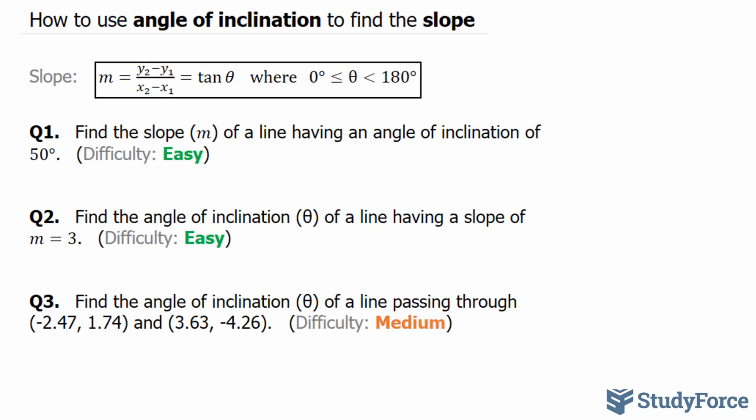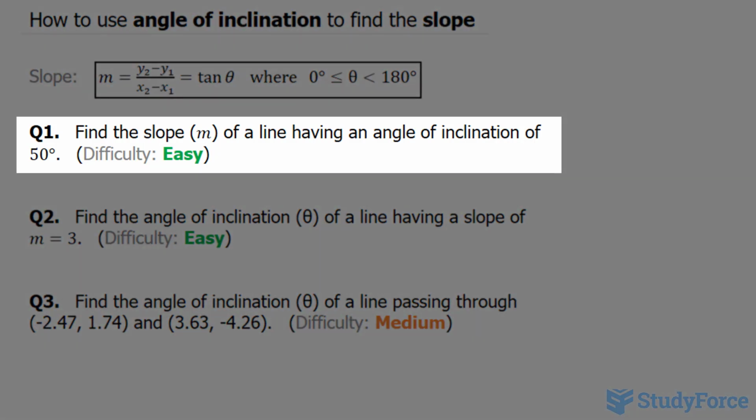In this video, I'll show you 3 examples on how to use angle of inclination to find the slope. Question 1 reads, find the slope m of a line having an angle of inclination of 50 degrees.